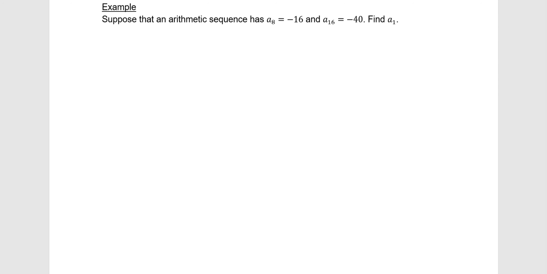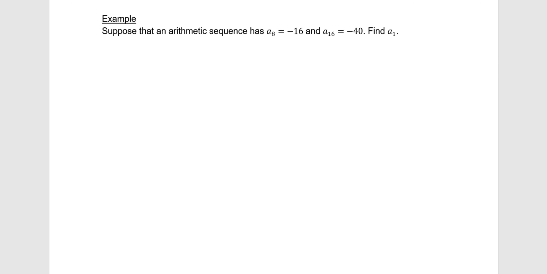Okay, and then one more here. Suppose that an arithmetic sequence has the 8th term is negative 16 and the 16th term is negative 40, and we want to find the first term. So this one's a lot different than what we've been doing, but we're going to do it using the same techniques that we were using before.